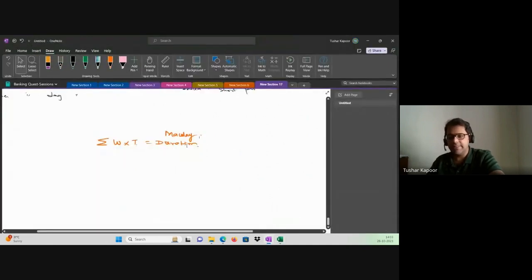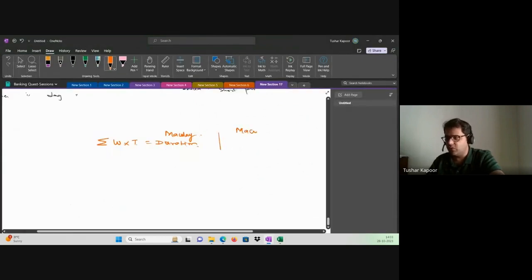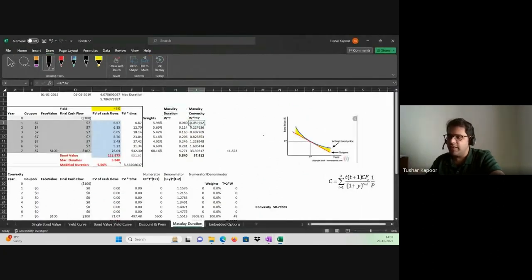Now, to go with it, I'll just explain Macaulay convexity alongside it. Convexity, the simple convexity that we talked about, is calculated where the weight is multiplied by time squared, t times t. That means I multiply this figure with 1, this figure with 2, this figure with 3, and find the same kind of answer, which is 37.912. This is going to reflect my convexity.